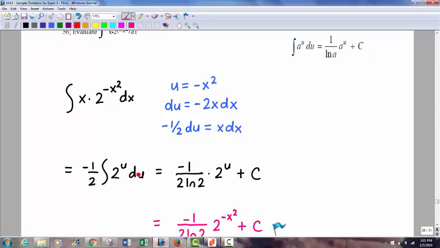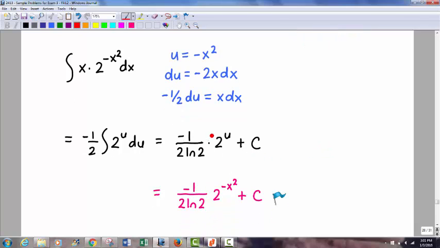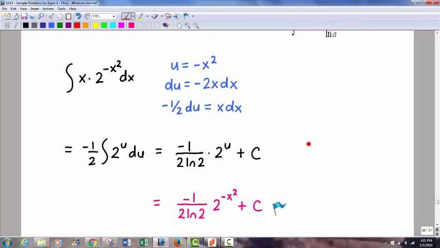We have 2 to the u du. So the antiderivative of 2 to the u du would be 1 over ln of 2 to the u. So we have this 2 on the outside, goes in front. Here's your ln of 2, here's your 2 to the u. That must be negative 1/2 there, of course. And then we have to replace the u with your original variable. You have to finish in your original variable. So u would be negative x squared.